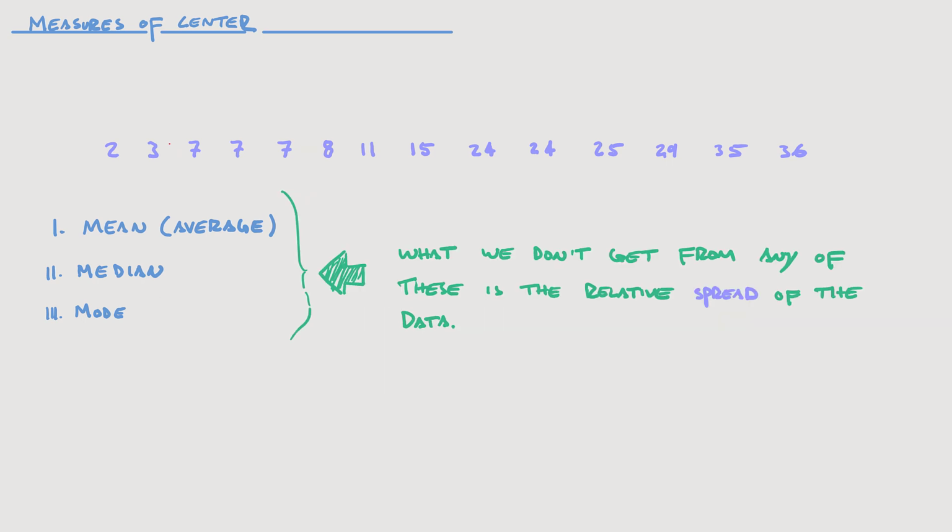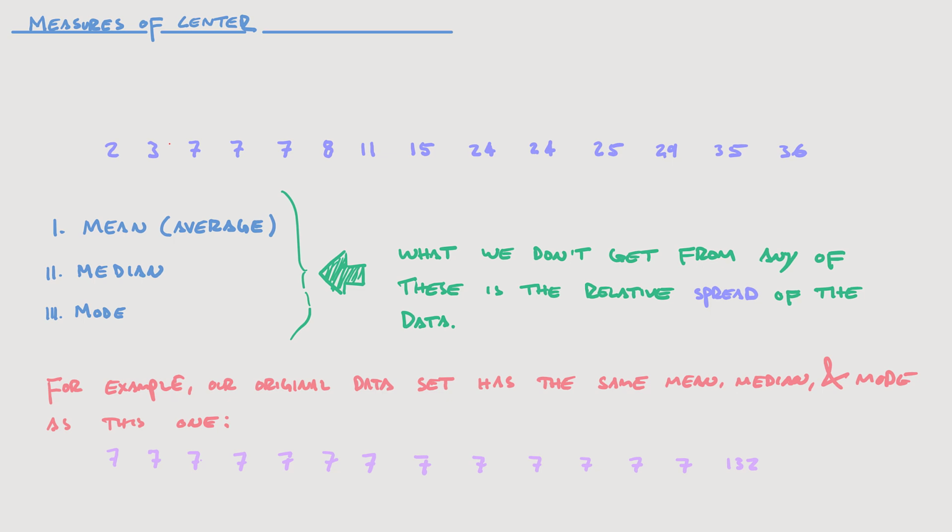Now, the thing that we don't get from these centers is how is the data spread out around the center? Like we don't have any information about the spread. And to kind of belabor my point, this data set right here has the same mean, median, and mode as this set. But look how much different the data set is.